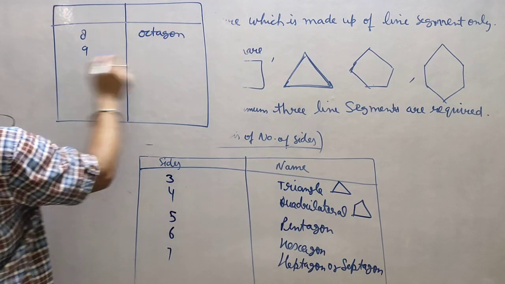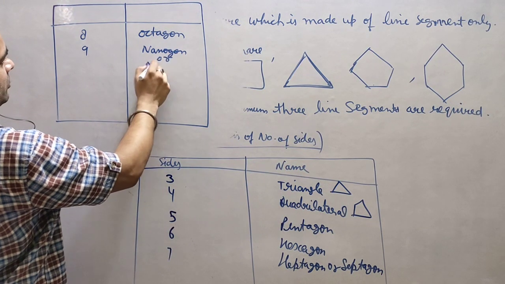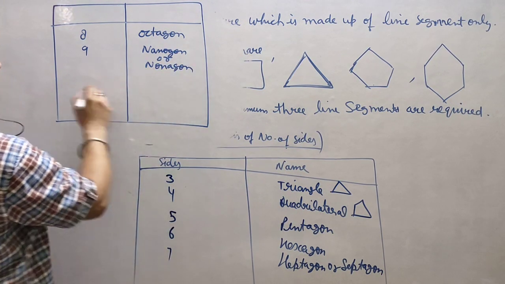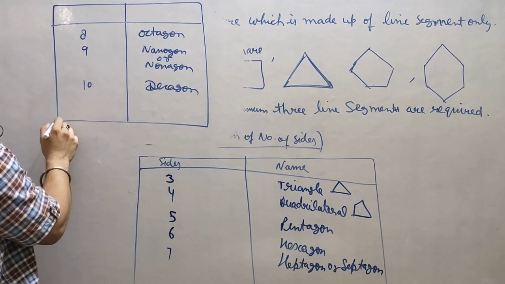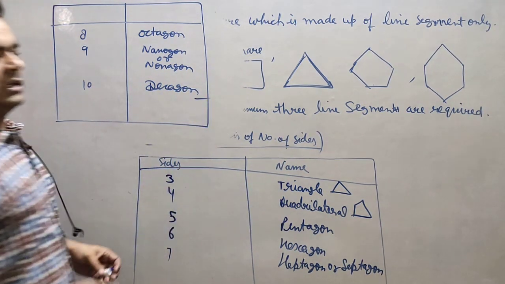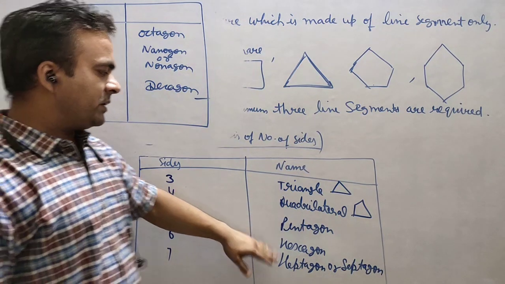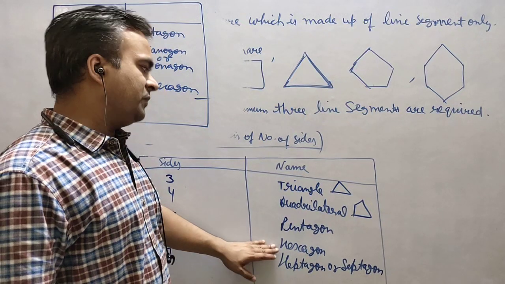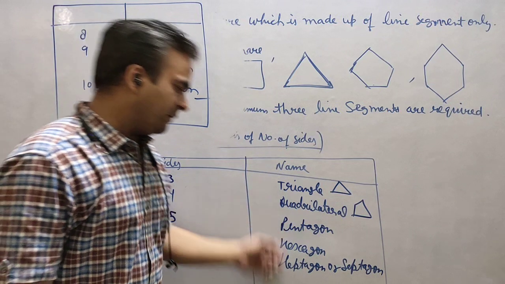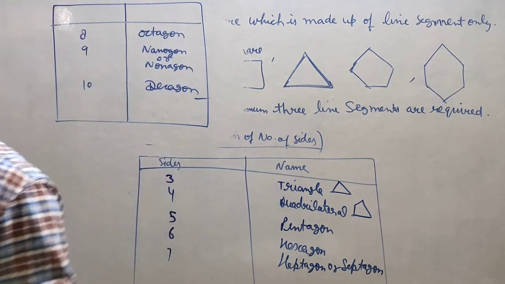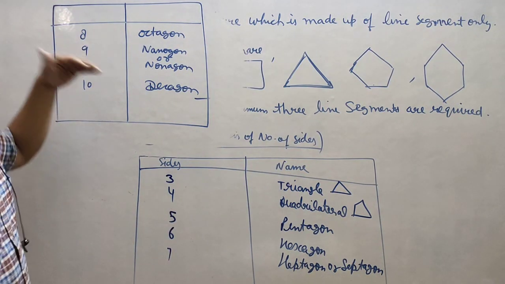If there are 9, we call it nanogon or nonagon. Sometimes we call it nonagon. If there are 10, we call it decagon, right? So in this way, till 10 we should learn the name, because after 11, generally we don't use them. Hexagon was the last one generally we see in the books. After this we don't deal with these type of polygons, heptagon or octagon, because they are having number of sides.